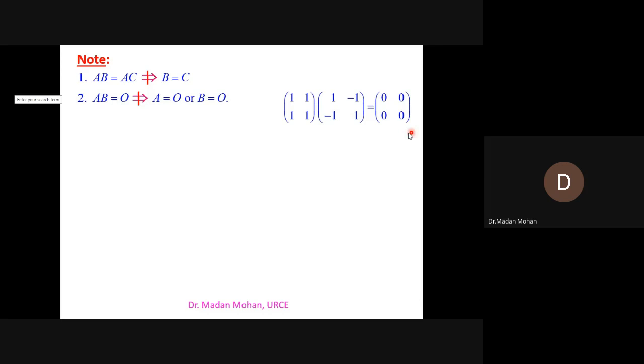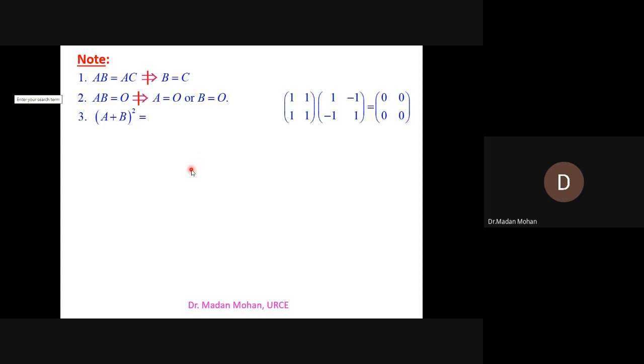That statement is right. Which of the following statements is true? You may be asked like this. Four statements may be given. The product of two non-zero matrices may be a zero matrix, which is right. Therefore, product zero need not imply this. The next one.